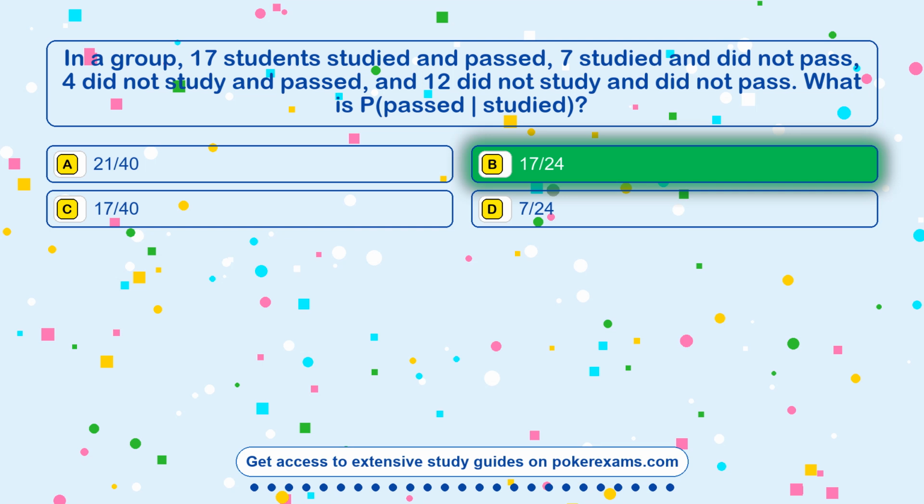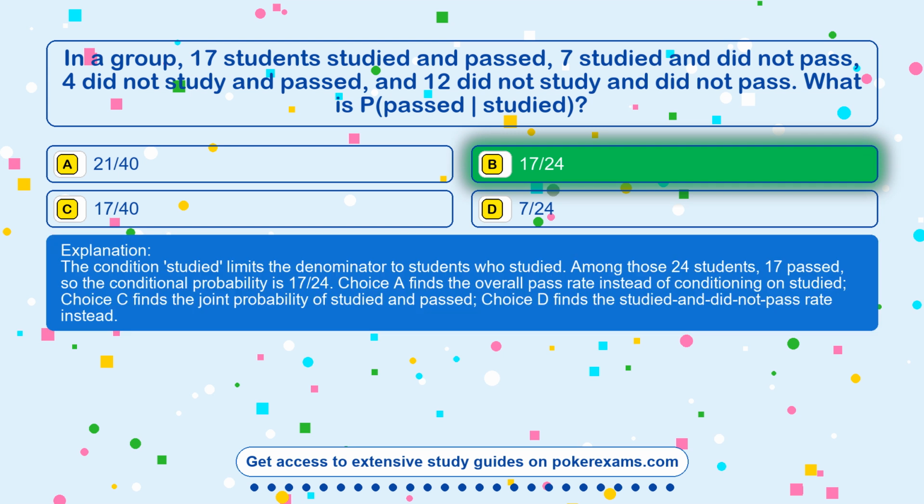The correct answer is option B, 17/24. The condition studied limits the denominator to students who studied. Among those 24 students, 17 passed, so the conditional probability is 17/24.